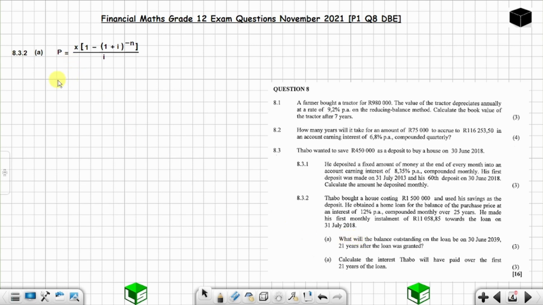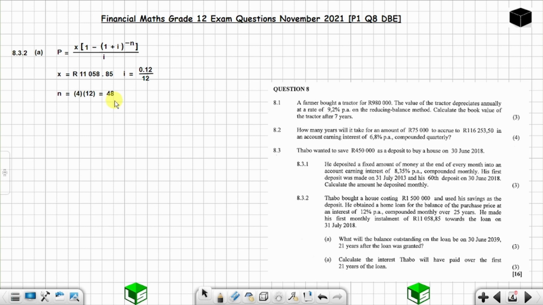So X, the monthly installment, is this. And the interest rate is equal to 12%. 12 divided by 100 is 0.12. This is compounded monthly, so you are going to divide by 12. And N is equal to, we are left with 4 years, from 21 to 25, 4 years. This is compounded monthly, so multiply by 12 and this is equal to 48.